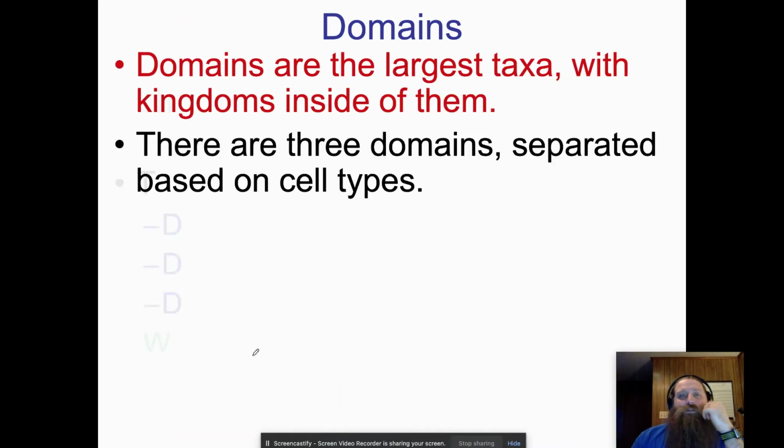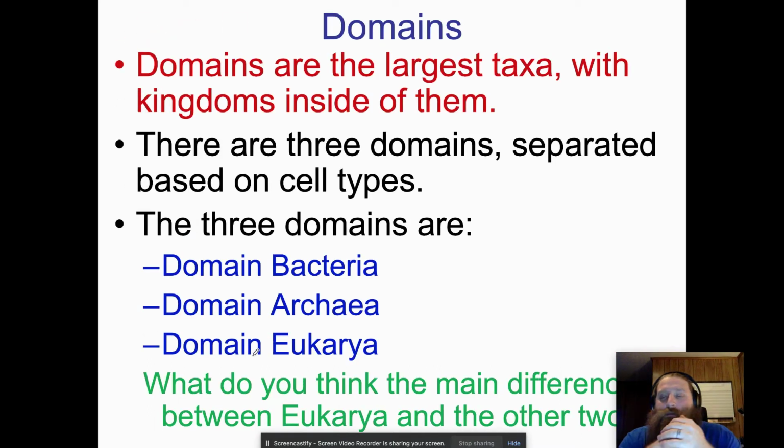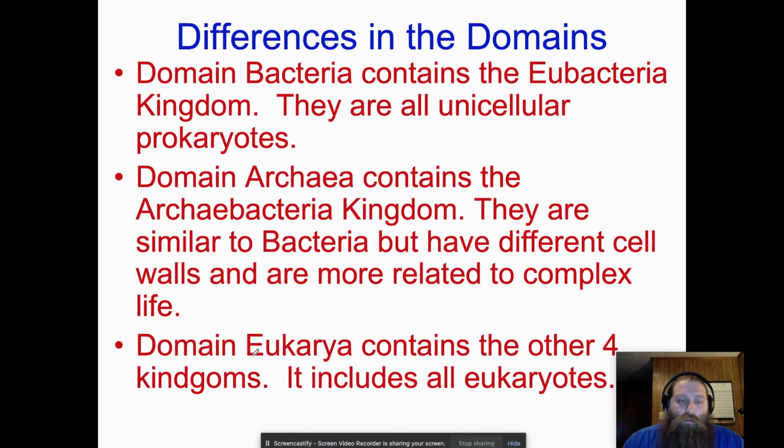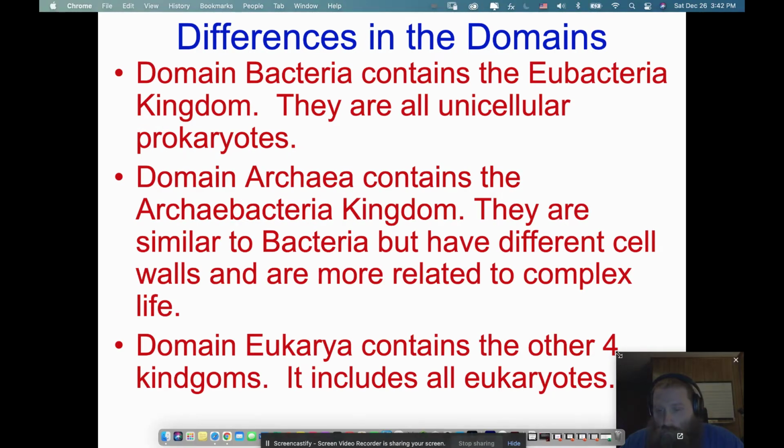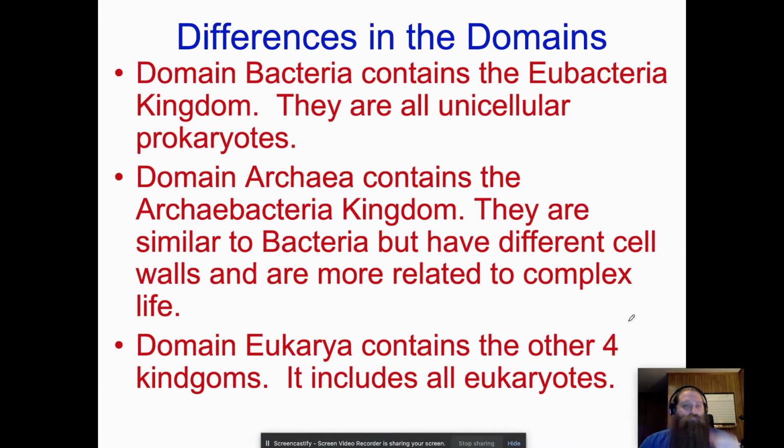Now, the domains are the largest taxa, so they're the most general way you can describe something. There are 3 domains in total, and they all describe a certain type of cell that's present in the organism. The domains are bacteria, archaea, and eukarya. Pretty simply speaking, the differences are right here. You need to know these differences, so that's why it's all in red.